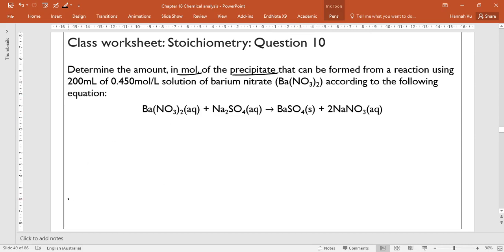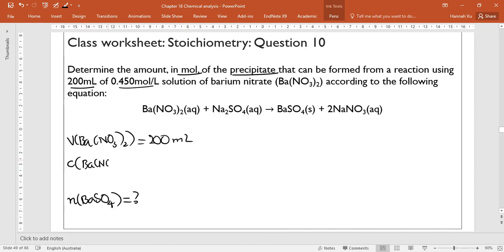I need to find the amount in moles. I need to find n of barium sulfate. That's the unknown. That can be formed from a reaction using 200 mL and 0.45 mole per liter. This is volume and this is concentration, and it is in reference to barium nitrate. So the volume of barium nitrate is 200 mL, and the concentration of barium nitrate is 0.45 mole per liter.